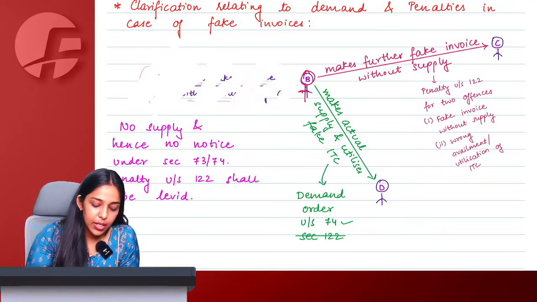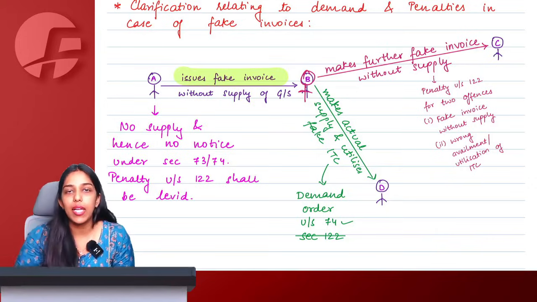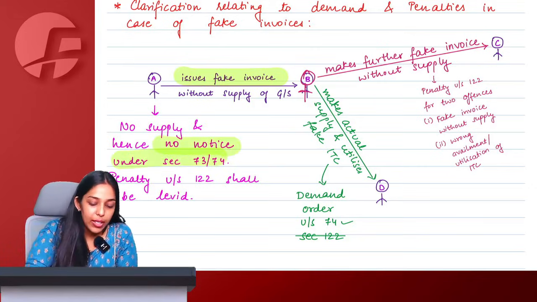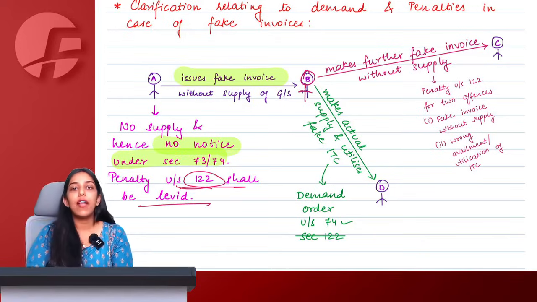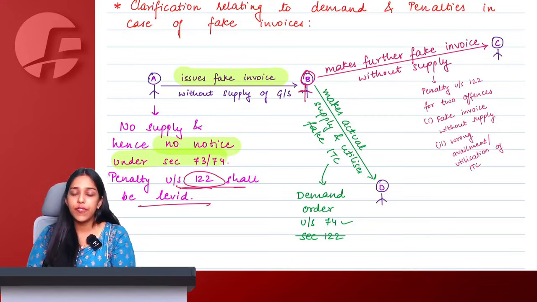So if there is Mr. A who is issuing fake invoices without actually supplying any goods or services, then what to do? Because there is no supply actually taking place, you cannot issue any notice under 73-74. Penalty under 122 only will have to be levied now, which is tax evaded or 10,000, whichever is higher.